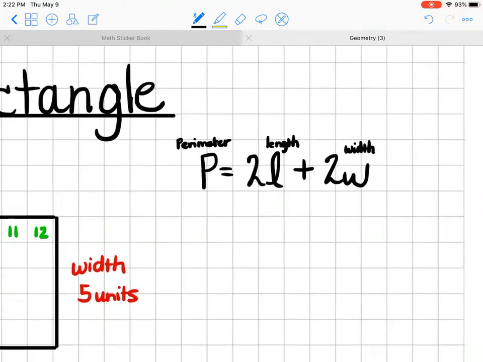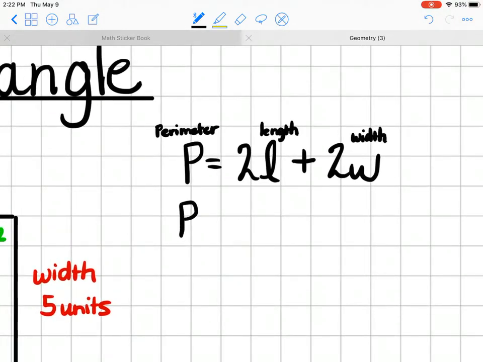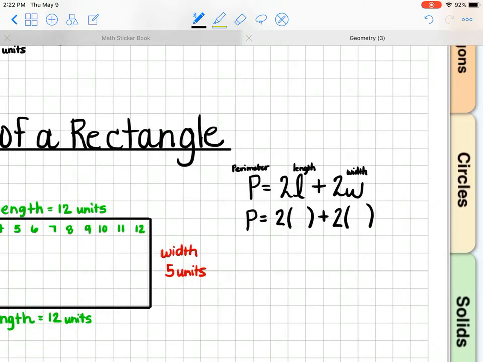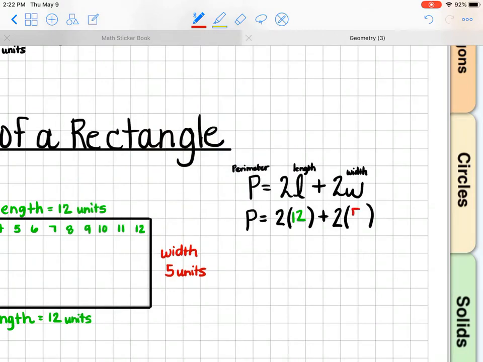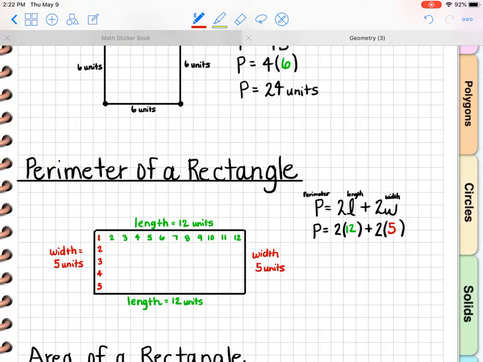So to do this properly using algebra, we're going to say everywhere I see a letter, except the perimeter, because that's what I'm looking for. I don't know perimeter, but I know L and W. If I look at my picture, the L, the length, is 12. So you put that in the L pocket. And the W is 5, so you put that in the W pocket. Length and width. Let me back off there so you can see. Length is 12, width is 5.